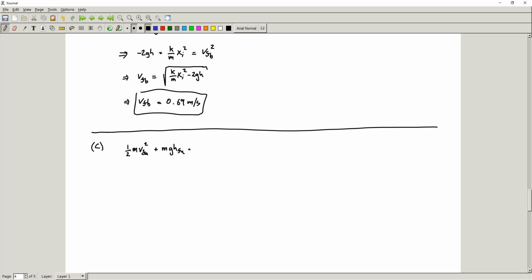I can include the spring here, but we know the spring is not going to play a part, because the spring is happening before what we're looking at here. But let's include it here, and we'll cancel it out afterward. Again, this is going to be equal to 1/2 the final kinetic energy at final B, plus mgh at final B, plus 1/2 k x final B squared.